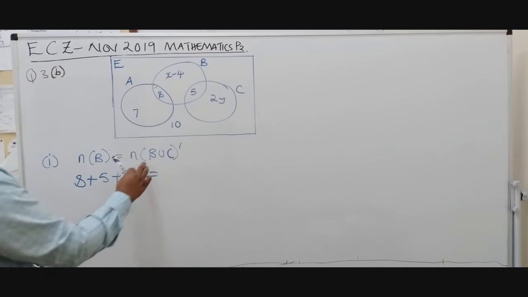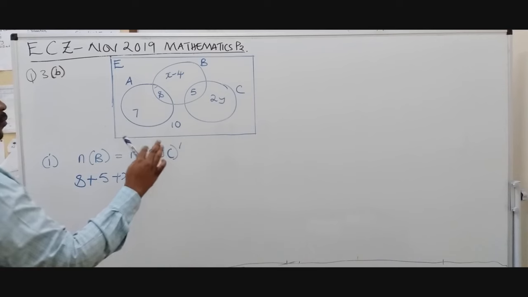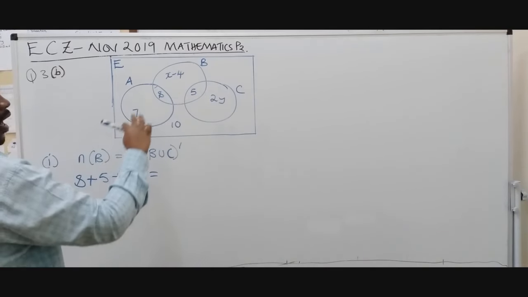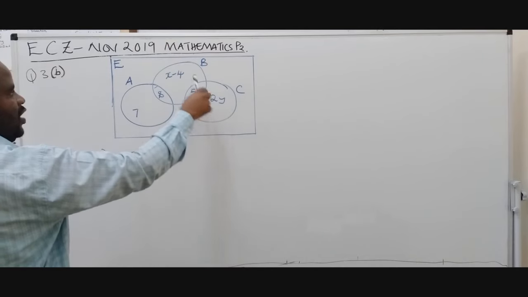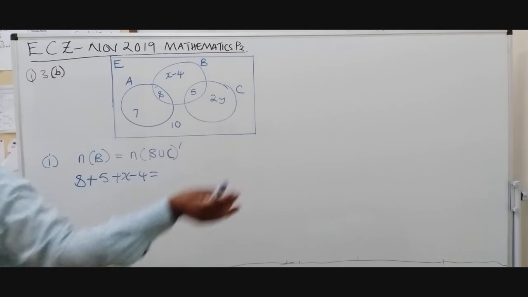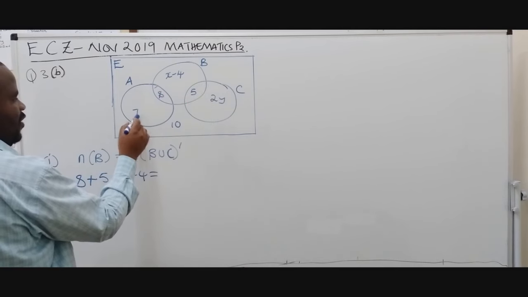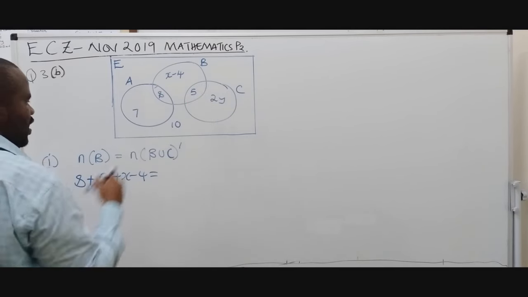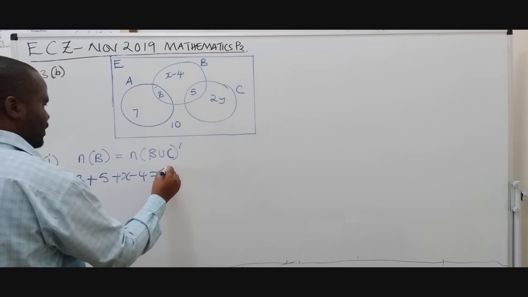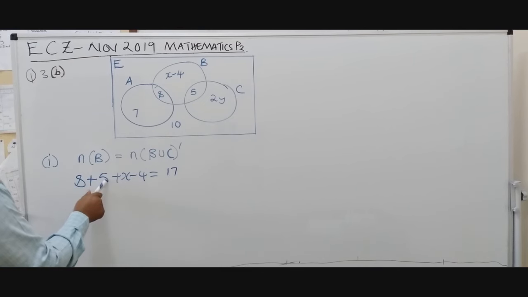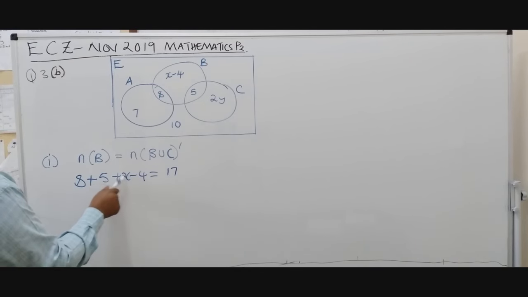Now, what is B union C complement? B union C complement means outside these two sets. Outside the B or C. So, B and C should be excluded. And once you exclude that, what are you going to remain with? 7 and what? 10. So, it's 7 plus 10, you have what? 17. Alright? So, here, you have 8 plus 5 plus x minus 4.